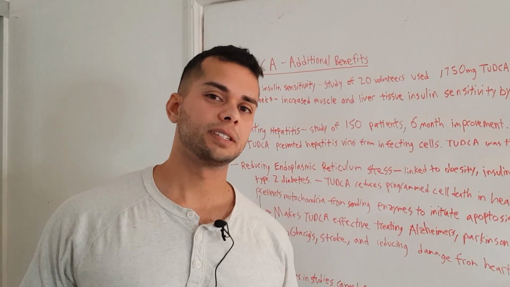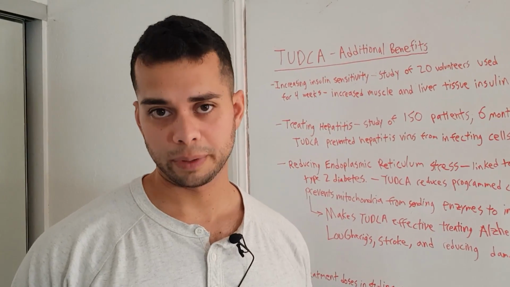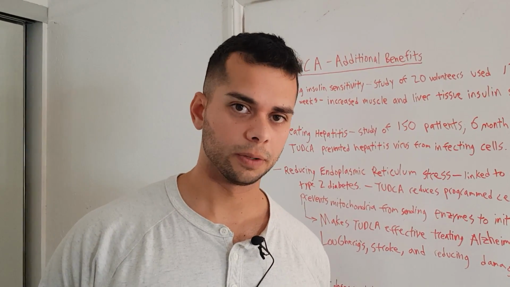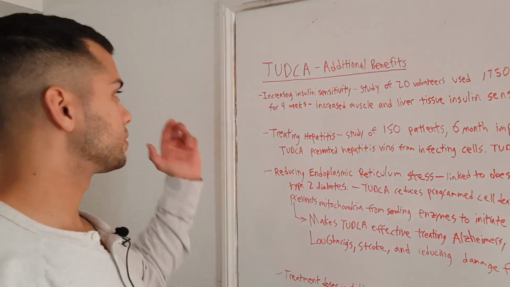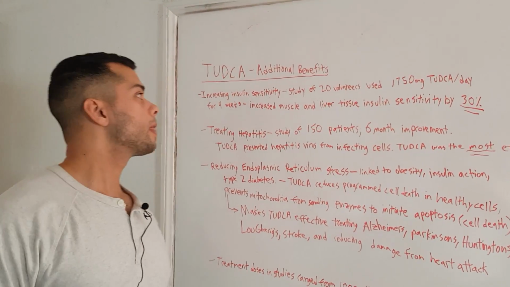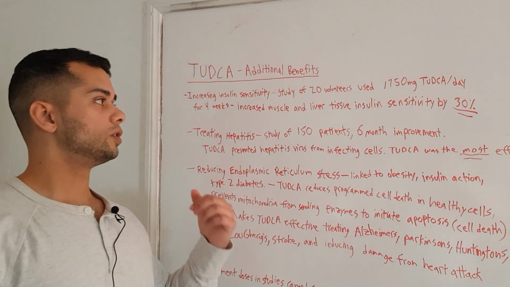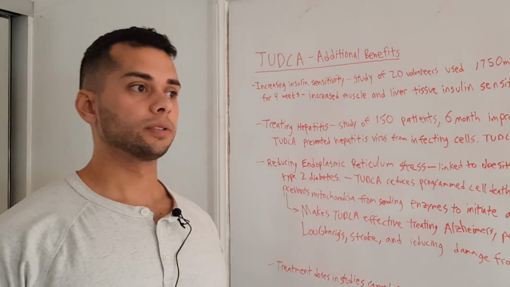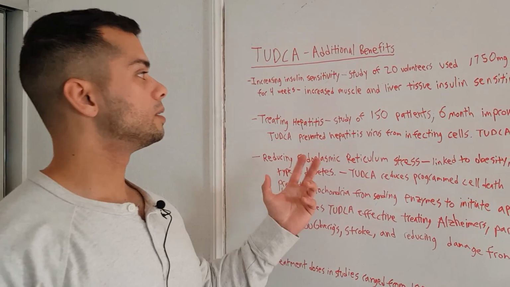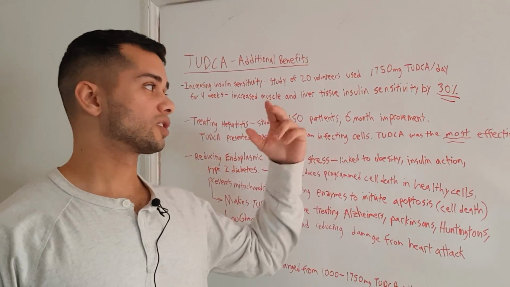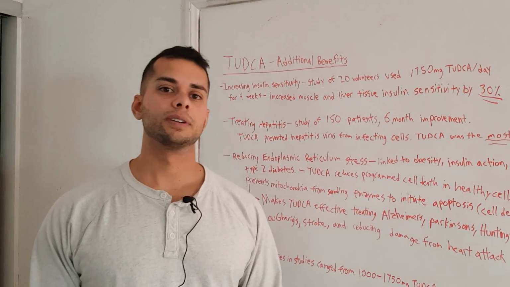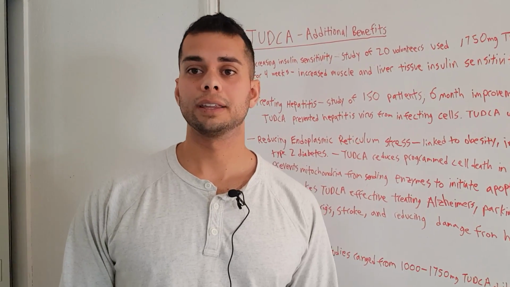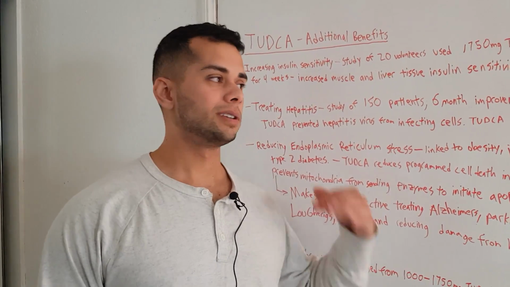So here we're going to dive a little bit deeper into TUDCA and just what kind of additional benefits it can be used for, aside from the usual treatment of cholestasis and use for bodybuilders for PEDs and that sort of thing. So the first thing I want to look at is increasing insulin sensitivity. There was a study of 20 obese volunteers which used 1,750 milligrams of TUDCA daily for 4 weeks. The study resulted in the patients increasing muscle and liver tissue insulin sensitivity by as much as 30%. So this is one of the reasons that TUDCA can also be used for helping with fat loss and used for dieting and that sort of thing, by its method of increasing insulin sensitivity.